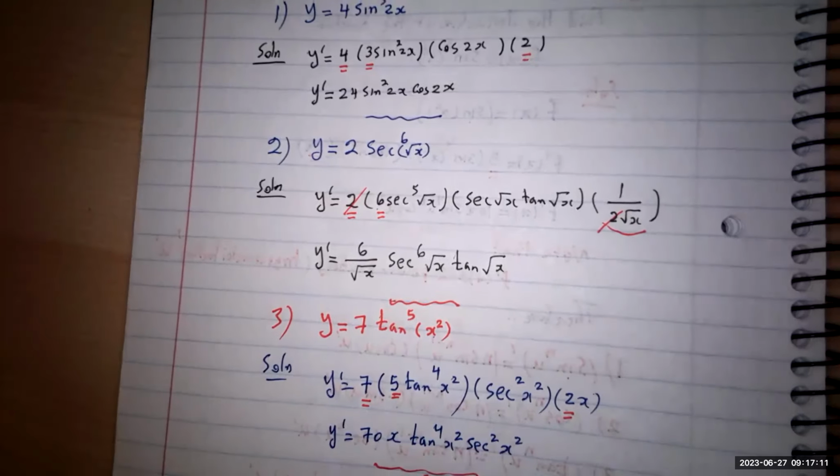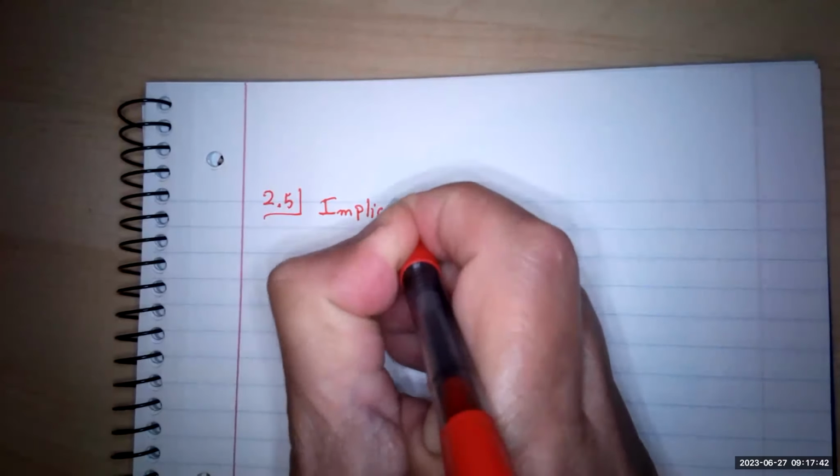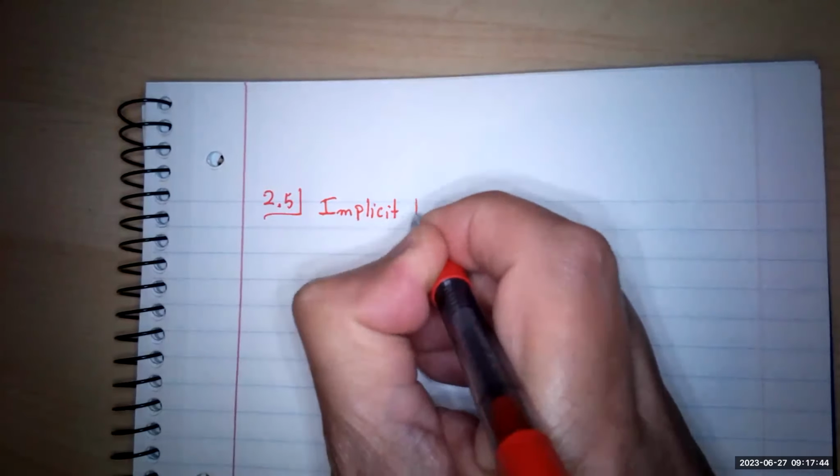Okay, so that would be the topic of section 2.5. Very easy procedure, but quite important. Okay, so we're going to talk about that one. It's 2.5, implicit differentiation. You need these type of ideas to get the derivative of more complicated functions in future. Okay, so what is implicit? Okay, implicit differentiation.